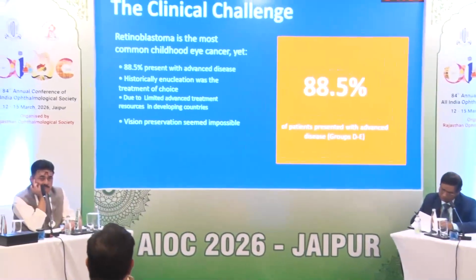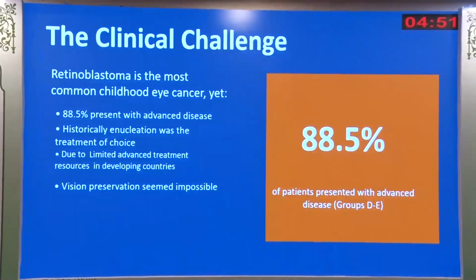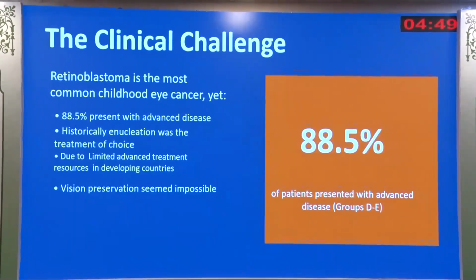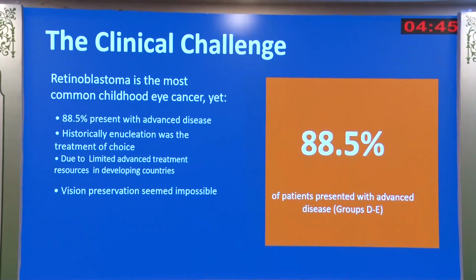Please start. Respected judges, I'm here to present the 25-year retinoblastoma care journey in a tertiary eye care center. Retinoblastoma is the most common childhood eye cancer, yet 88.5% present with advanced disease. Historically, enucleation was the treatment of choice due to limited advanced treatment resources in developing countries.